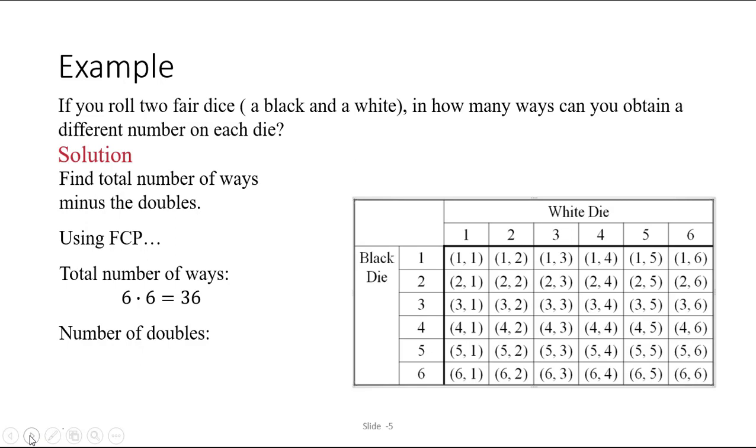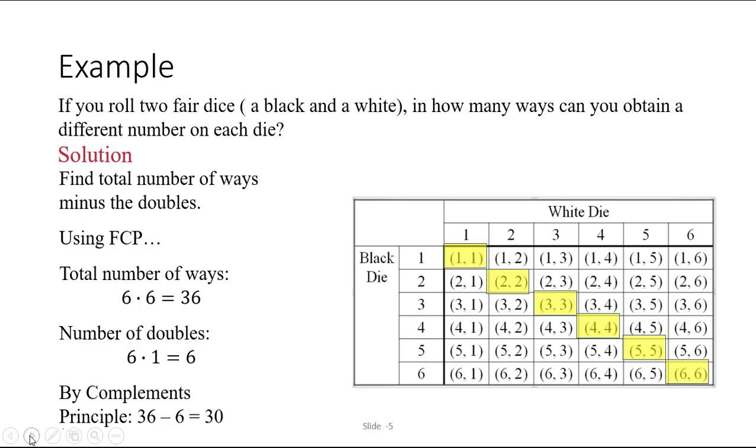You can think of it as the doubles: double 1s, double 2s, double 3s, double 4s, double 5s, double 6s. You could use the fundamental counting principle and say, well, if we roll the first die, we have 6 possible outcomes, but then on the second die, it has to be the same as the first, so there's only one possible outcome there, so 6 times 1 is 6. Either way, we decide that we have 6 outcomes that we don't want. So we take 36 minus 6 and we get 30.